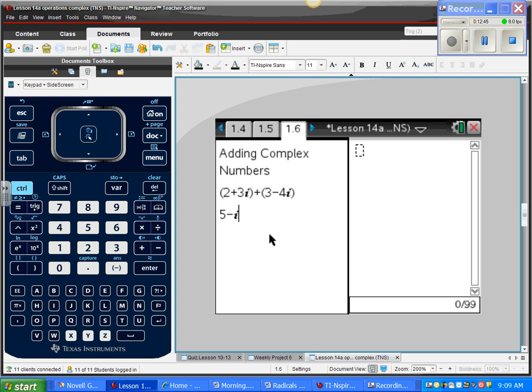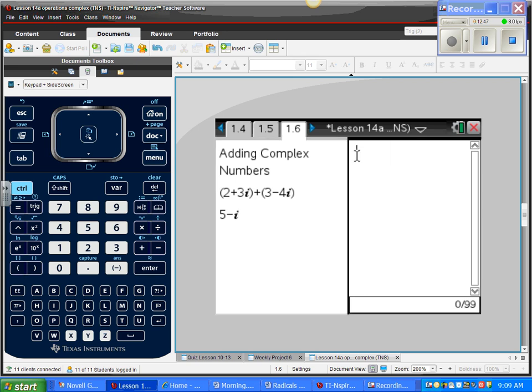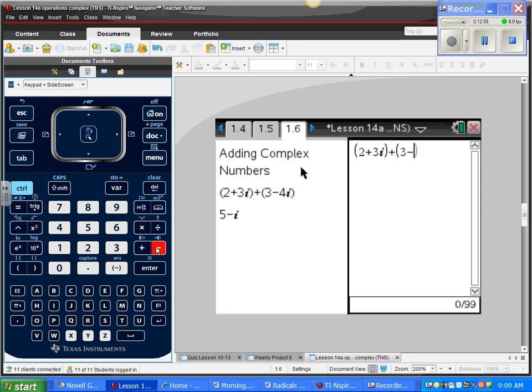So how would you do that on the calculator? 2 plus 3i plus 3 minus 4i. Make sure you get the same thing. You got it? So should you ever get one of these wrong? Nope, never. So adding, good. Do I need to do more? Good, subtracting.